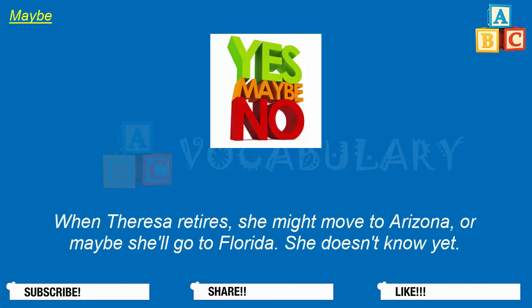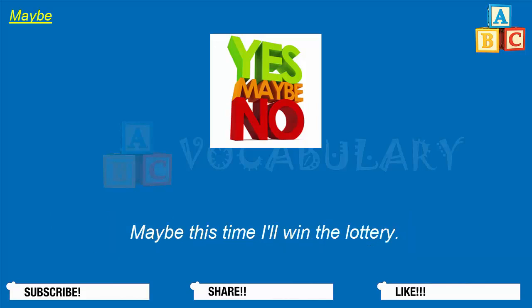When Teresa retires, she might move to Arizona, or maybe she'll go to Florida. She doesn't know yet. Maybe this time I'll win the lottery.